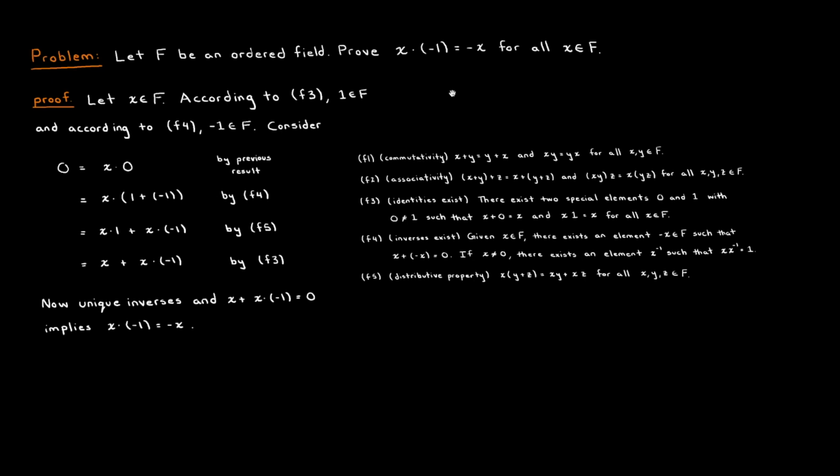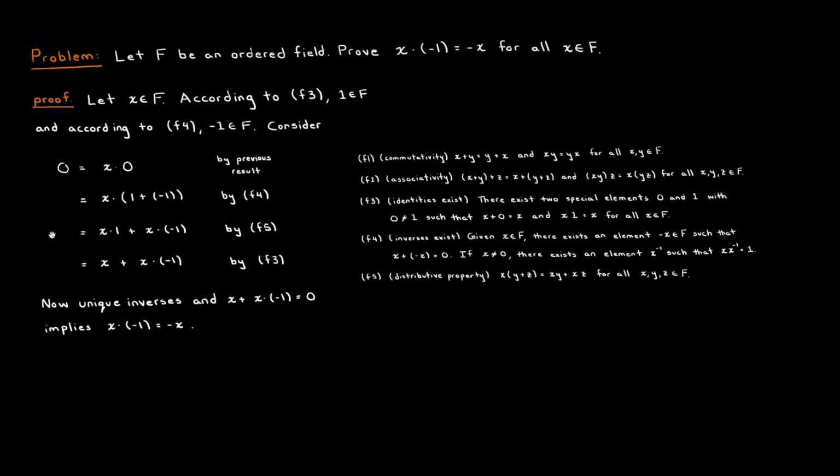Finally, let's take a look at one last problem. In this problem, let F be an ordered field, and we will prove that x times -1 is equal to -x for all elements in the field. So let x be an arbitrary element of my field. Well then, according to the identities axiom, there should be a special element 1, the multiplicative identity 1, inside my field. Okay, well then according to F4, which is the inverses axiom, this element should have an additive inverse, namely -1. This must exist and must be an element of my field F as well.